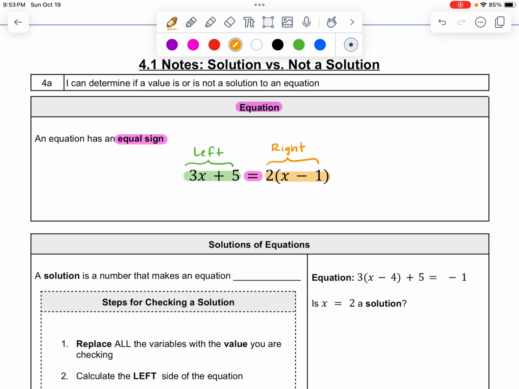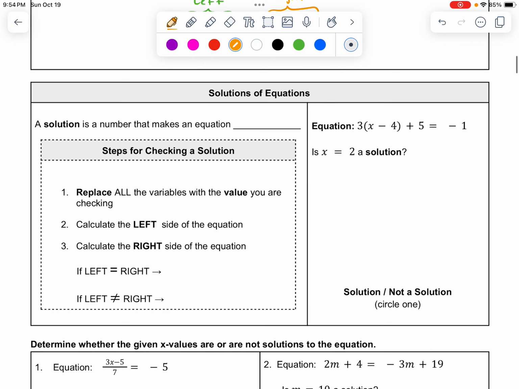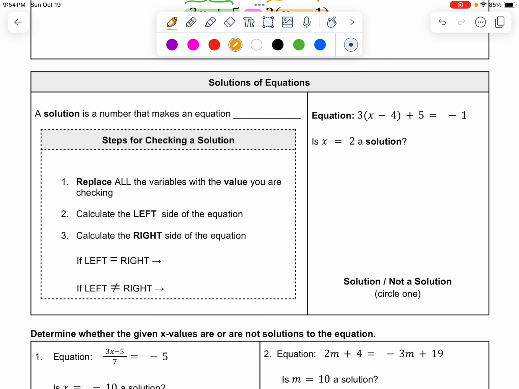In order for an equation to be true, the left side must equal the right side. If the left side and the right side are not equal, then the equation is not true. What we're going to do today is test to see whether numbers are or are not solutions. Now, a solution is a number that makes an equation true.